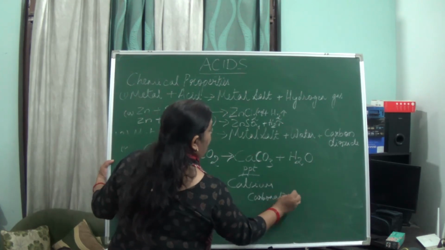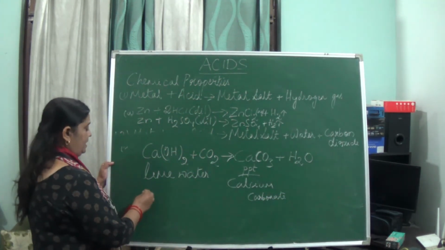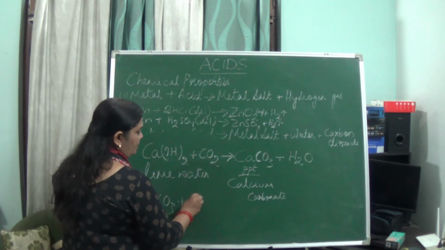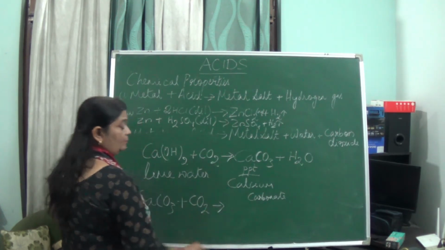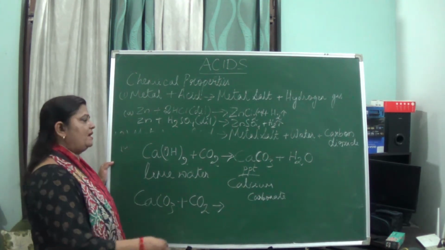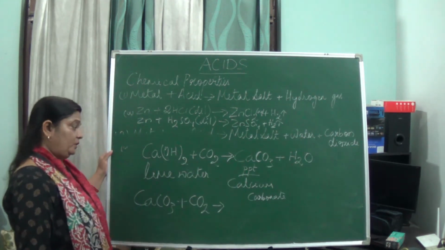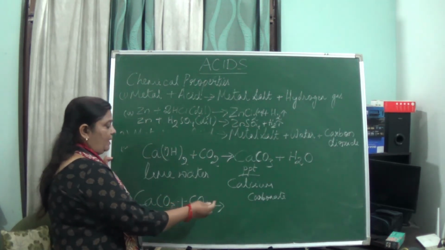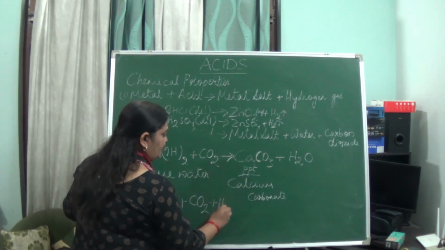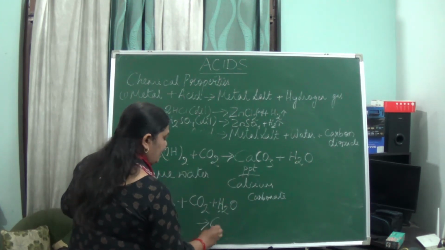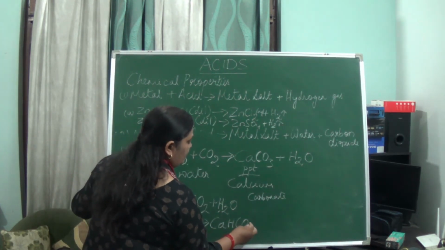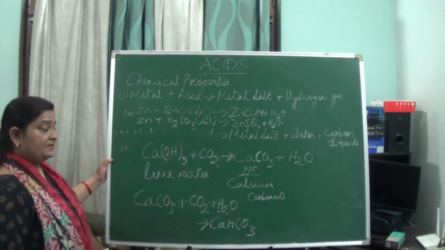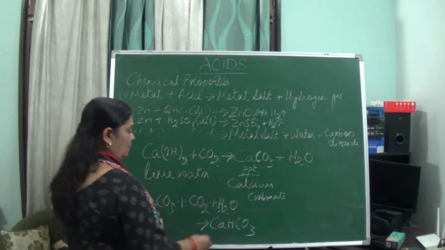Okay, and one thing, if you go on passing carbon dioxide, CaCO3 has been formed, and if you go on passing more and more carbon dioxide after the formation of calcium carbonate also, what will happen here? Water is also there, you can see, isn't it? So it will form calcium hydrogen carbonate, Ca(HCO3) whole twice.